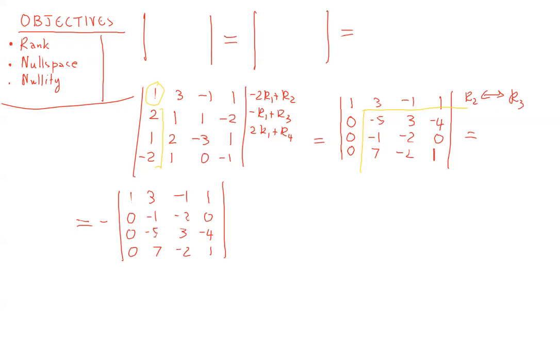And now, to make your life easier, what can you do? Put this negative sign inside again, into the second row, this one right here. So this will get you 1, 3, negative 1, 1, 0, 1, 2, 0, 0, negative 5, 3, negative 4, 0, 7, negative 2, 1. Yeah, absolutely. You could put it into the first column without any problem.